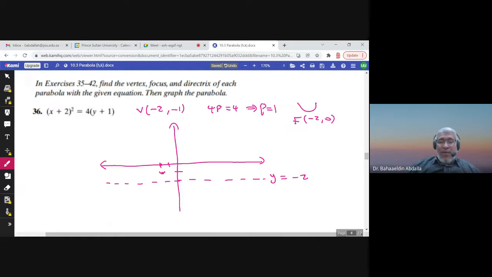And now from the focus, absolute value of 4p is 4, the length of the latus rectum. So I go 2 units to the right, 2 units to the left, and I sketch the graph. And this time, the X-intercepts are the endpoints of the latus rectum. So this is an accurate graph.